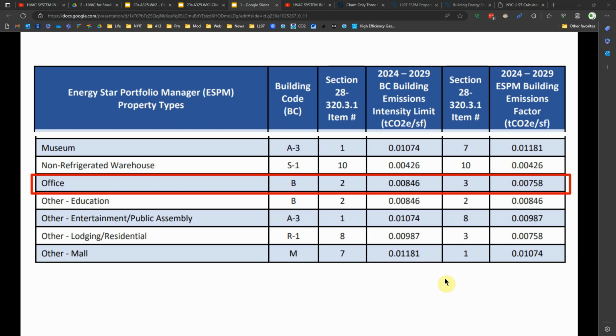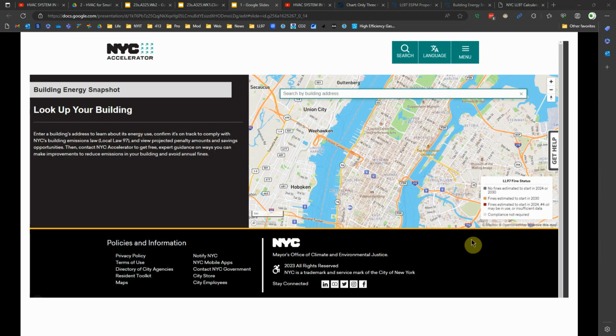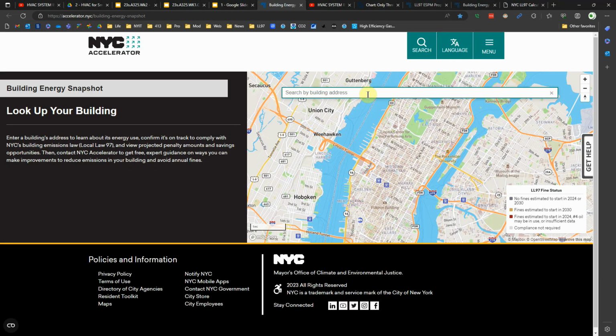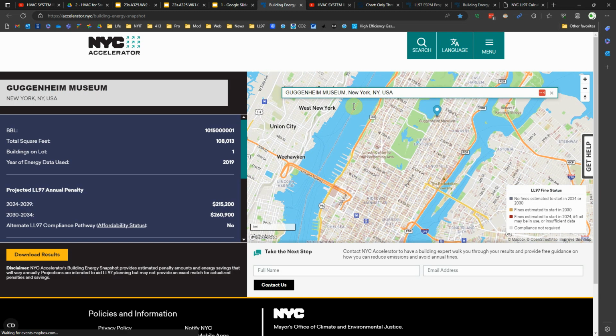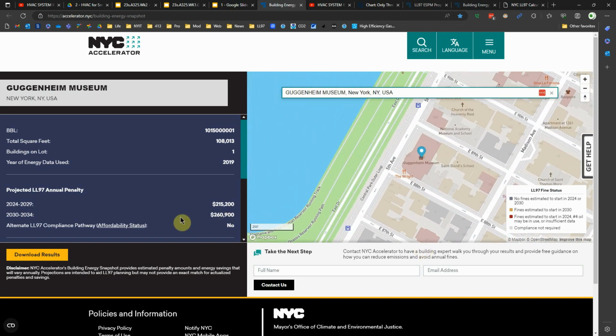I've shown you this before, but there are these real world resources. This is a New York City map where you can look at your project and see where you stand. If we put in the Guggenheim Museum, which I mentioned before, we see that according to this map, which is from the city, in 2024, starting next year, unless the Guggenheim has done something to mitigate, it's going to have a $215,000 fine.